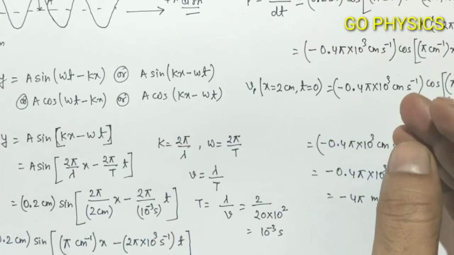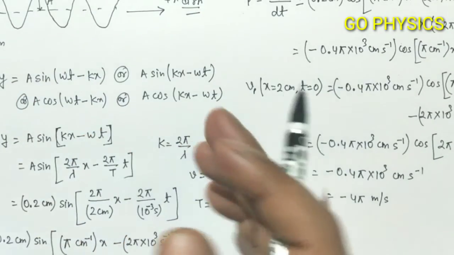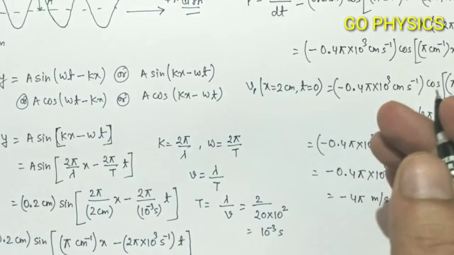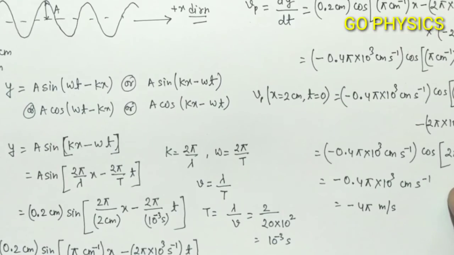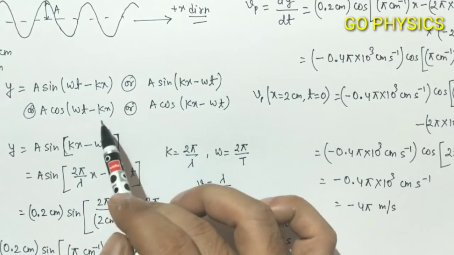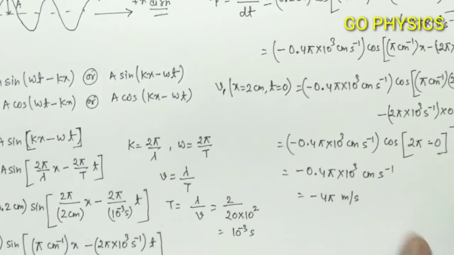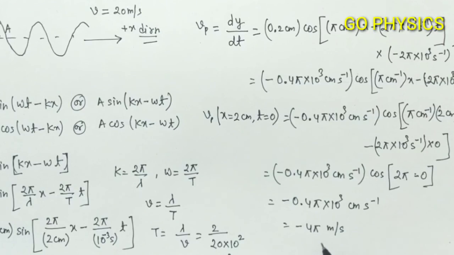One more part is there. Can you get different values of this quantity if the wave equation is written in a different fashion? Different fashion means if we do not take this equation but take any of the other three, then the answer will not change. We will get the same value of y, that is 0, and we will get the same value of particle velocity, that is minus 4 pi.